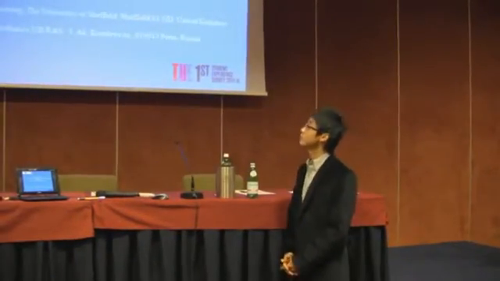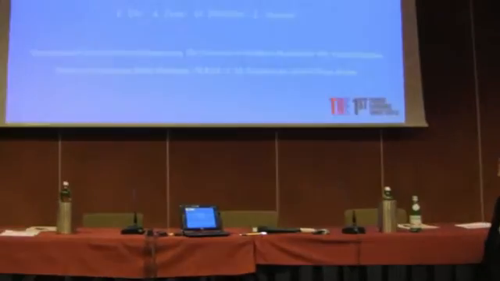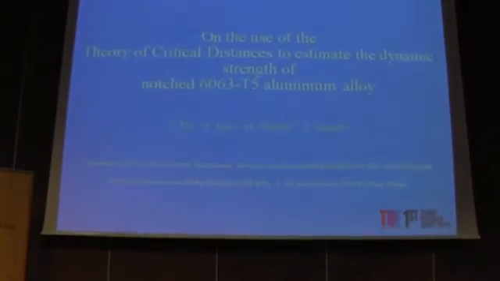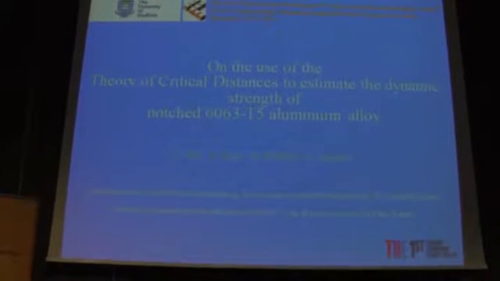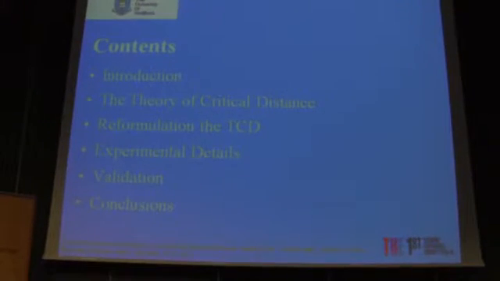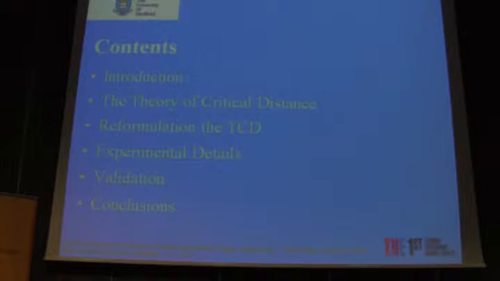This presentation is on the use of a theory of critical distance to estimate the dynamic strength of the notched 6063-T5 aluminum alloy. I divided my presentation into 6 main parts: introduction to the theory of critical distance and its application, the reformulation of the TCD, expanded details, validation, and conclusion.